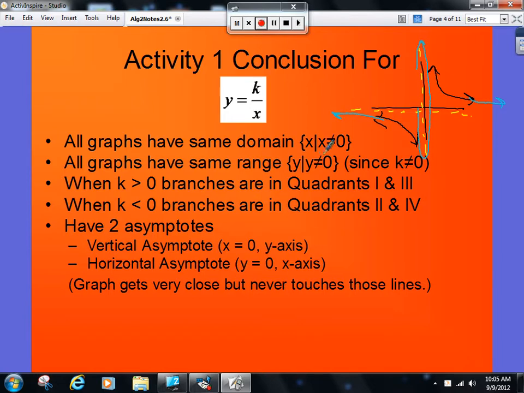Okay? X cannot equal 0. There is not a point on this graph where x equals 0. So this is a domain, the set of all x, such that x cannot equal 0. The same is true with y. And this should also make sense, guys, by looking at the equation. I wanted to mention that.